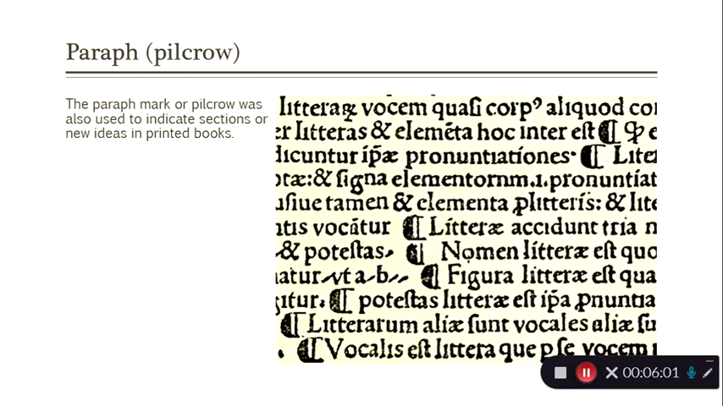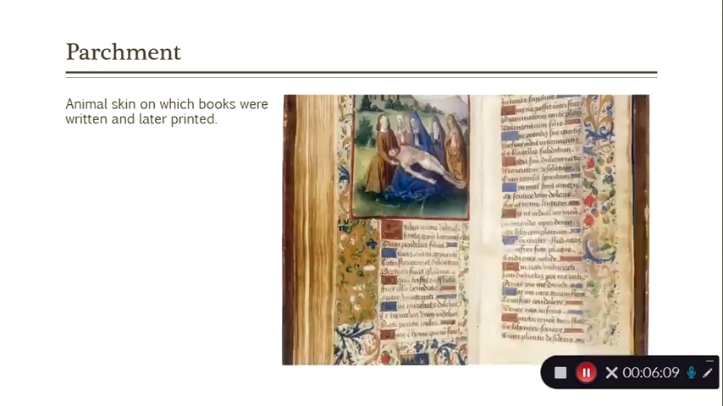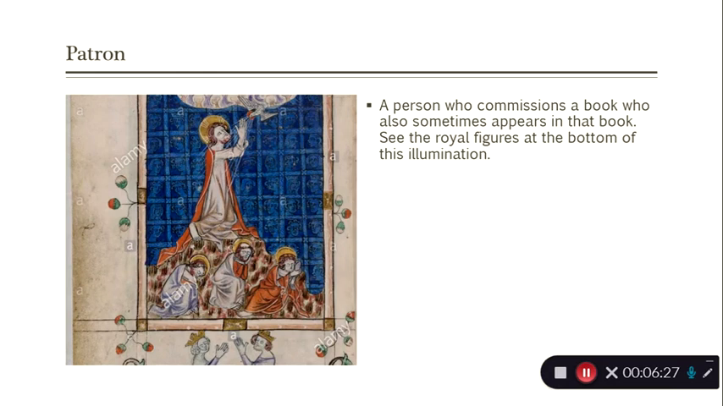Parchment. Here we have this picture again. Parchment just refers to the animal skin on which books were written and then later printed. A patron is someone who pays for, commissions the making of a book, and they sometimes appear in that book. So we have the royal patrons below the scene of Jesus praying on the Mount, who are slightly cut off here, these patrons, but these are the people who paid for the book, and they often do appear in the book somewhere.